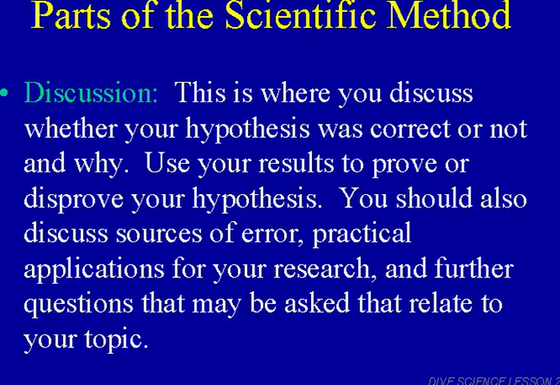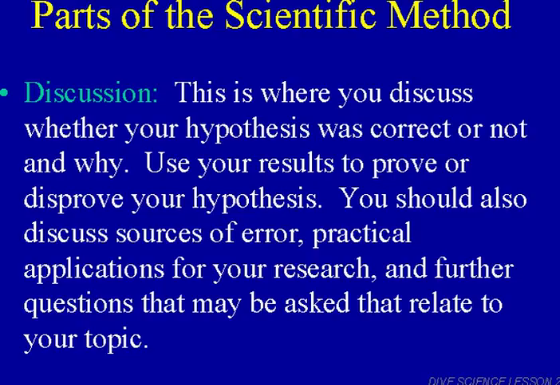Now, if you were lazy and sloppy in doing your research, that's one thing. But if you did everything in a neat, organized way and your hypothesis was incorrect, and then maybe you let somebody else repeat your experiment and they verify it and they also show that your hypothesis was incorrect, then that's okay. Performing the scientific method is one place where it's okay to be wrong. And that leads to further investigation sometimes. And that's one part of your discussion that you want to do, is discuss further questions that may be asked that relate to your topic.